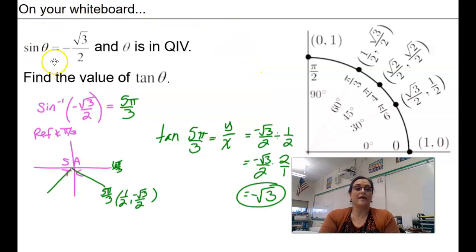So welcome back. The arcsine of -√3 over 2 in quadrant 4 is 5 pi over 3. And the coordinate at 5 pi over 3 is 1/2, comma, -√3 over 2. So to find the tangent, we take the y coordinate and we divide it by the x coordinate. Dividing by a fraction means to multiply by the reciprocal. And then when we cancel the 2's, we get a negative square root of 3. And tangent is negative in quadrant 4.